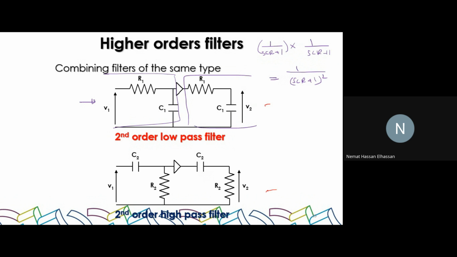Here we also have another example of a high-pass filter. It's the exact same process. You just cascade them. Is it clear? Any questions so far? All good? Online, do you have a question? No, miss.